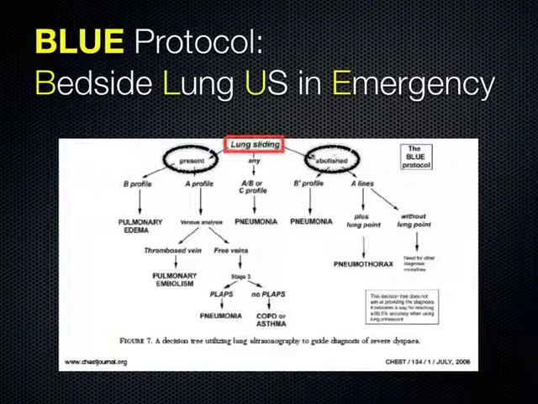On the other side, if there was no lung sliding, but there was a predominance of Bs, then this was pneumonia, and the lack of lung sliding was felt to be due to adhesions. If the lung sliding was absent and there was a predominance of A lines, then the diagnosis often was pneumothorax.